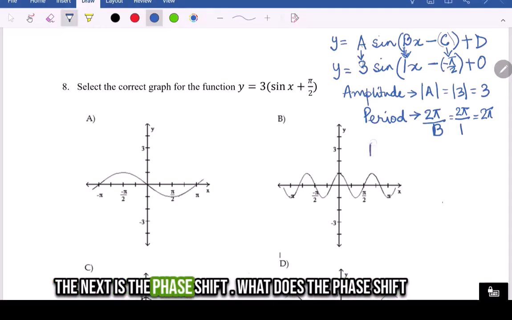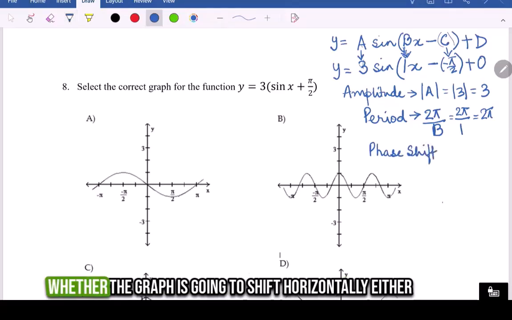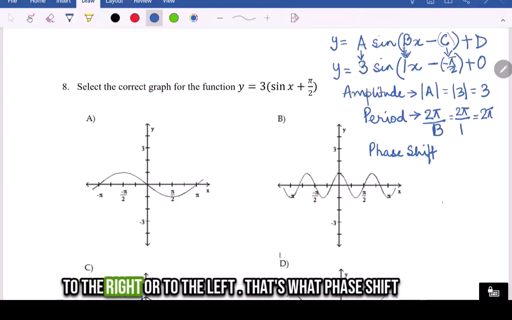The next is the phase shift. What does the phase shift tell us? The phase shift tells whether the graph is going to shift horizontally either to the right or to the left.